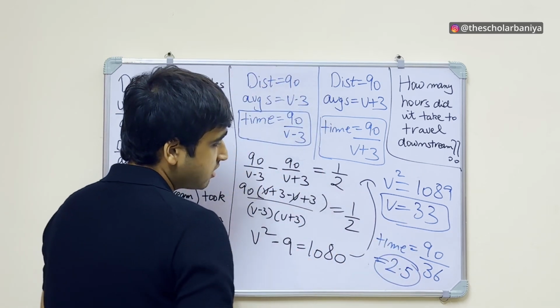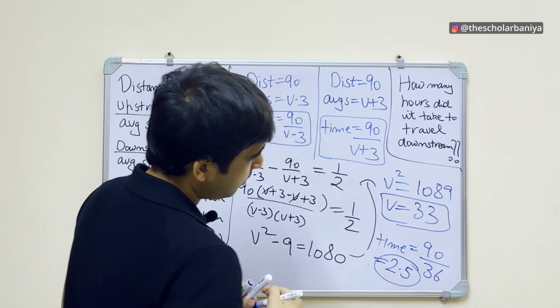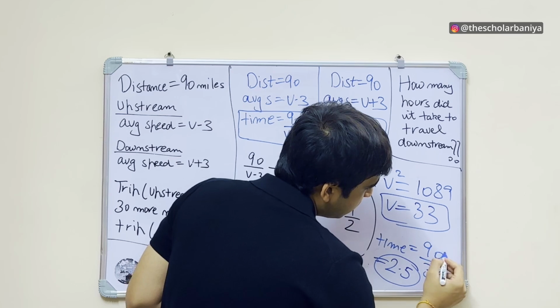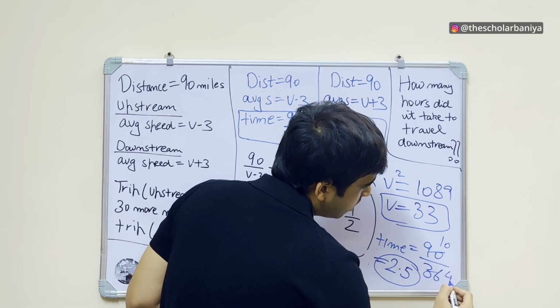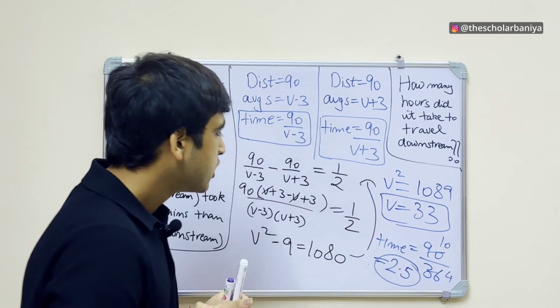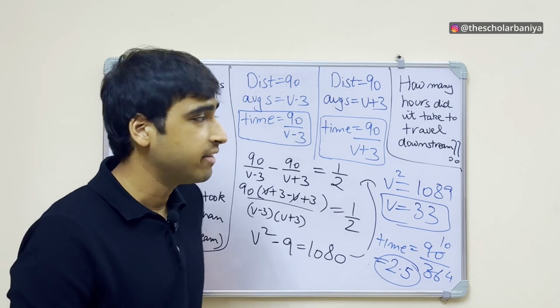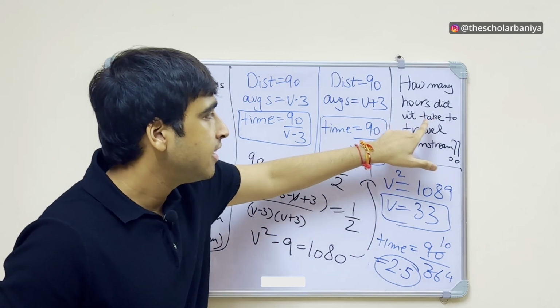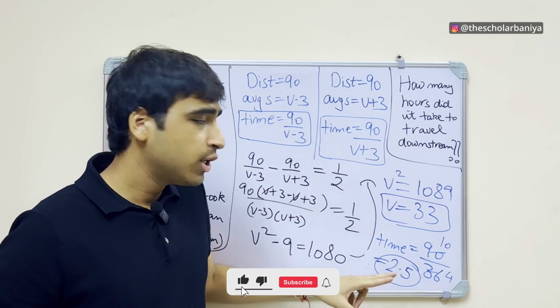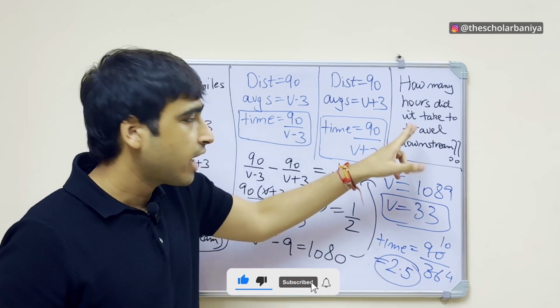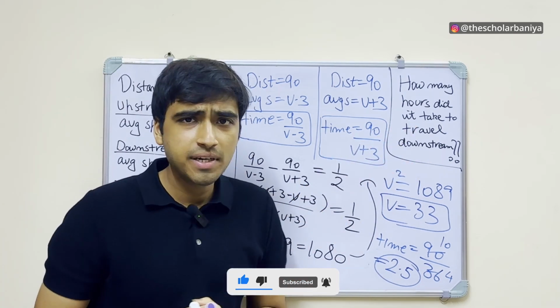So this is your answer, right? The time comes out to be 2.5. So how many hours did it take to travel downstream? It took 2.5 hours to travel downstream. I hope this should be clear, pretty simple.